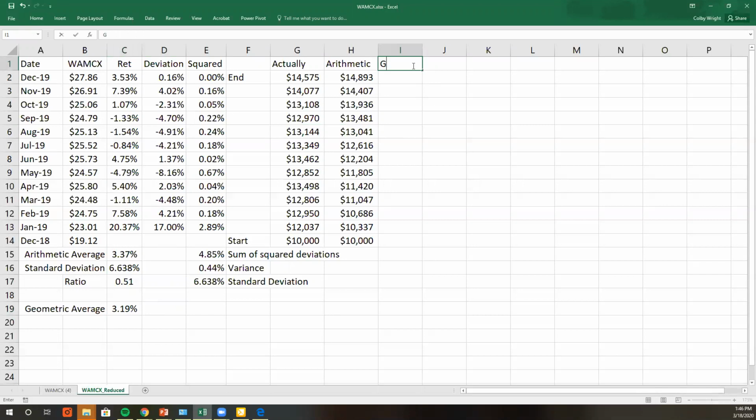We're going to do the same experiment that we did earlier for arithmetic average returns. I'm going to start with $10,000.